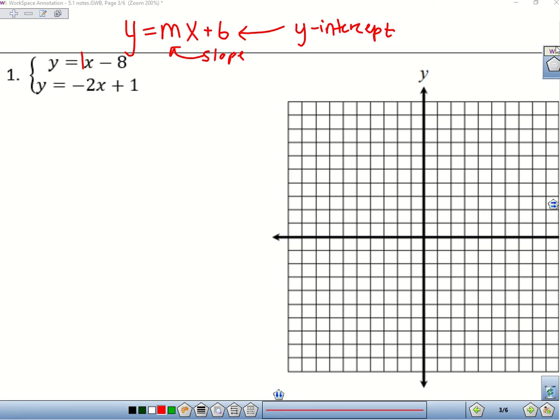So these are both in slope-intercept form, so we're going to go ahead and graph them. I'm going to graph the first one in red, and I will graph the second one in green so that you can keep them separate. So let's go ahead and graph the first one. The first thing you always graph is the y-intercept, which is the number at the end here. And that always goes on your y-axis. So you're going to plot -8. So 1, 2, 3, 4, 5, 6, 7, 8 down here.